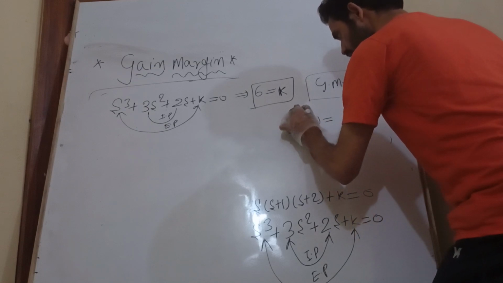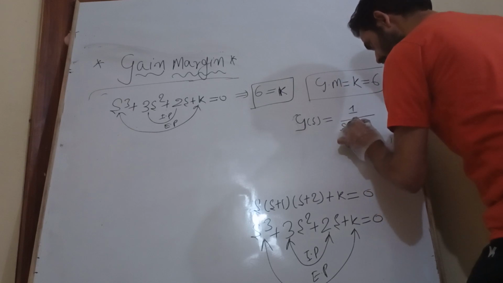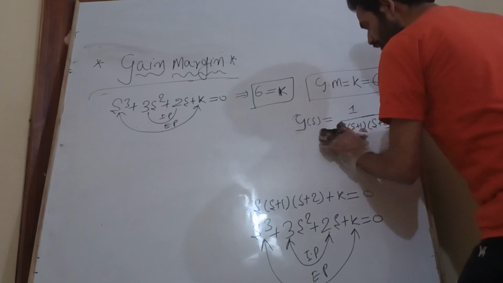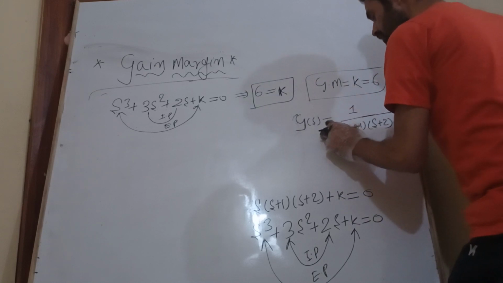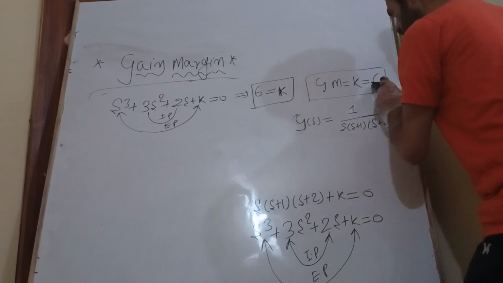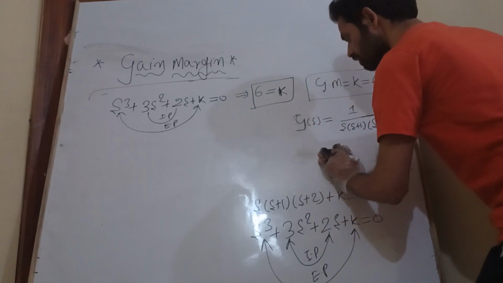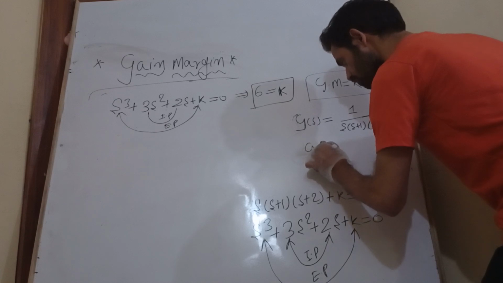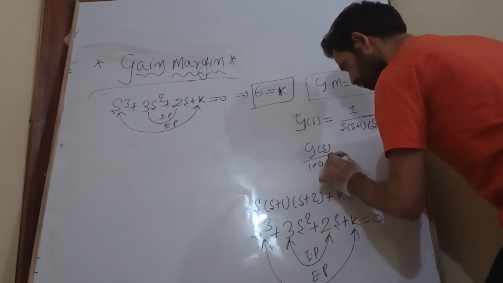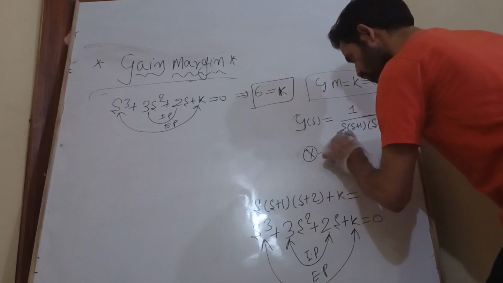Now we have found that we have taken G(s) equal to 1 by s into (s plus 1) into (s plus 2). If I multiply this open loop transfer function with 6, then what is my closed loop system? G(s) over 1 plus G(s) into H(s). My closed loop system will become marginally stable. So this is my closed loop system.